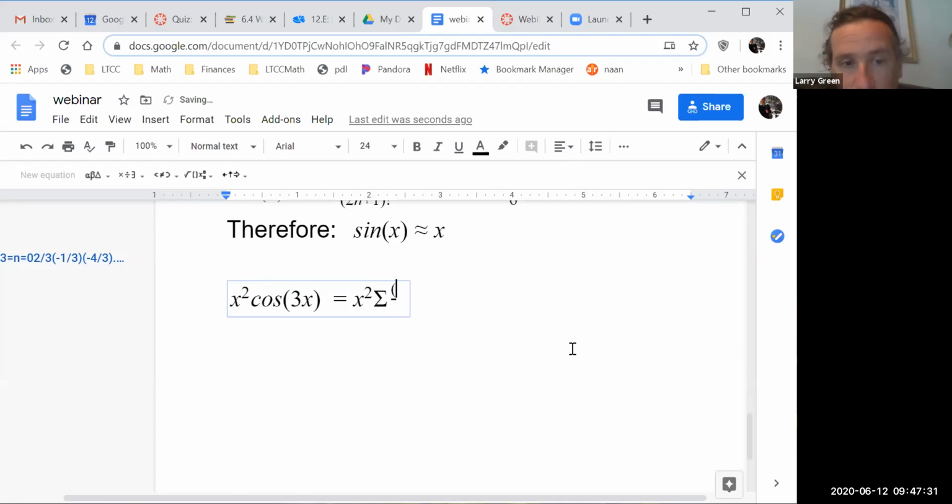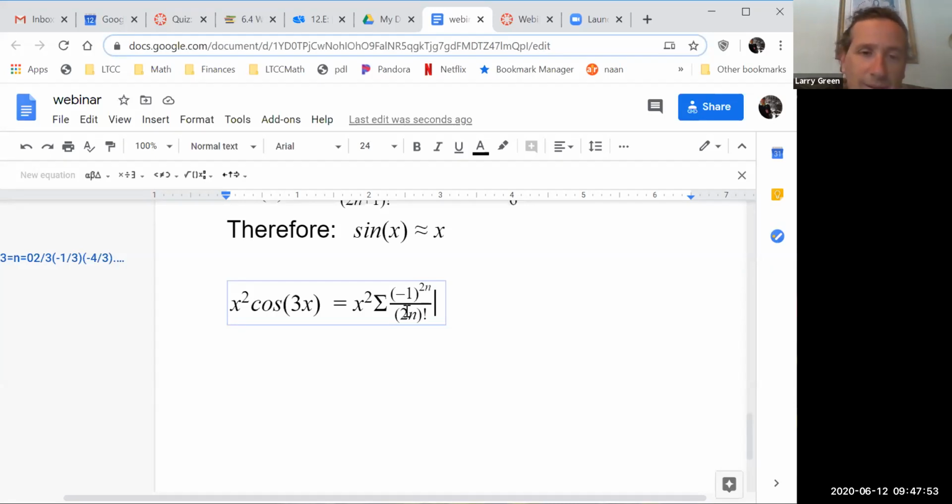So that's -1 to the 2n over 2n factorial. And normally it would be x to the n, but it's not x to the n. What is it? Three x to the n. Any questions on that?